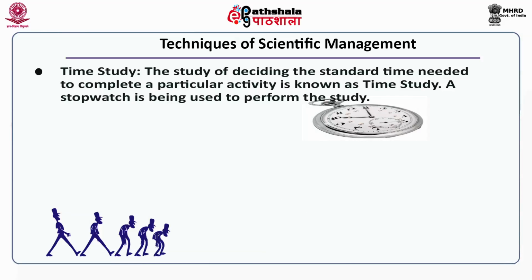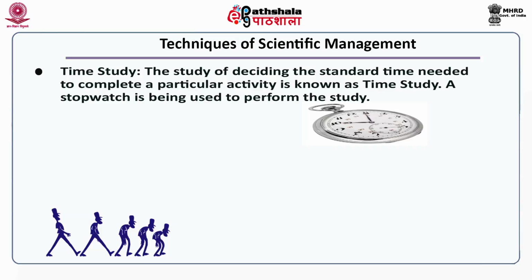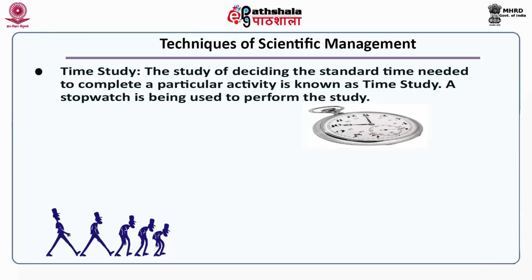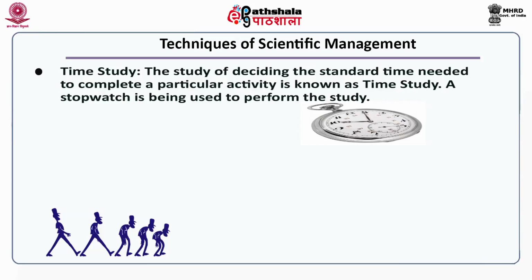The third type of study is time study. The study of deciding the standard time needed to complete a particular activity is known as time study. A stopwatch is being used to perform the study. Determining labor cost, number of workers required, and deciding a suitable incentive plan are the main objectives of the study. Under this study, the standard time is being decided on the basis of average time recorded in various experiences of the work of similar nature.